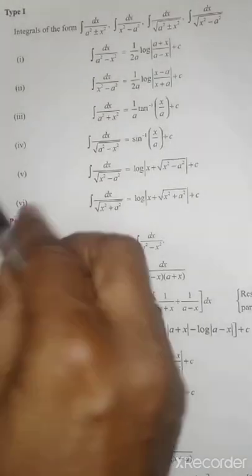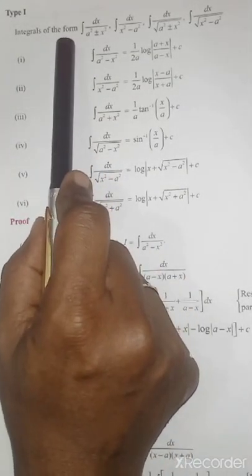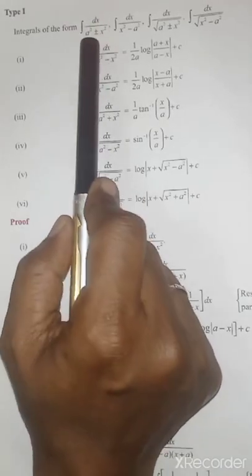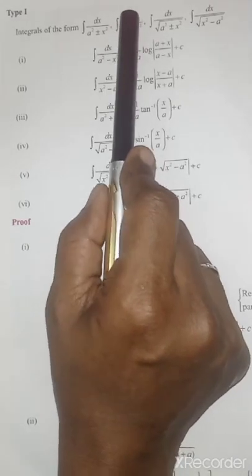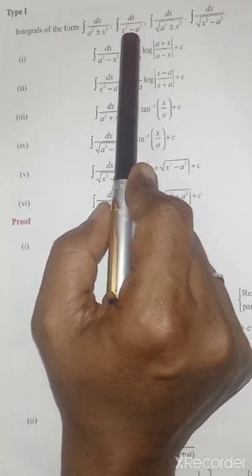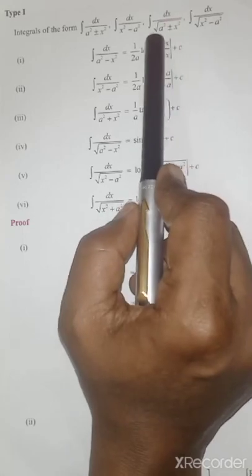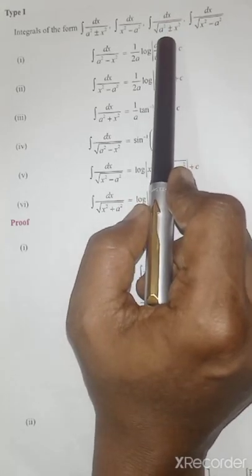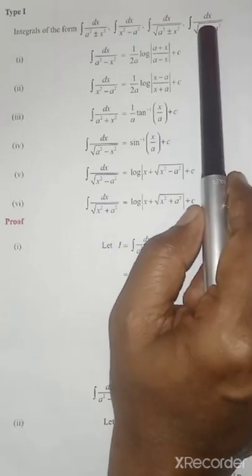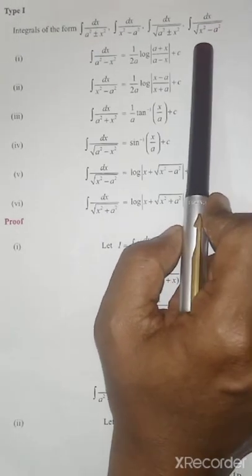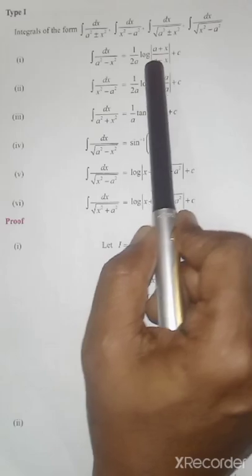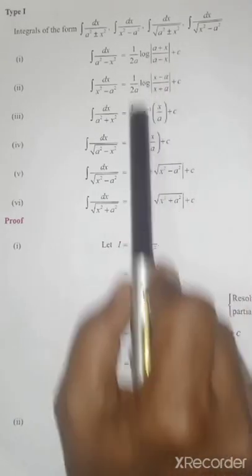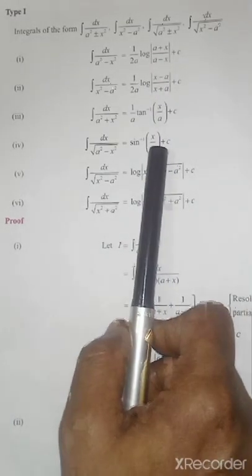Next we are going to see integrals of the form integral dx by a square plus or minus x square, integral dx by x square minus a square, integral dx by square root of a square plus or minus x square, and integral dx by square root of x square minus a square. If you have a form like this, then we can use a formula to get the answer directly, like your previous exercise.